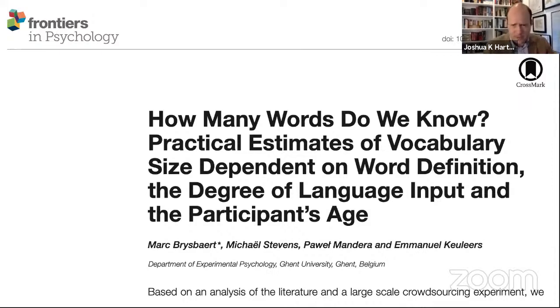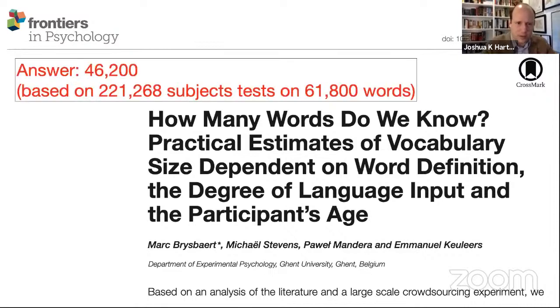By being able to test a very large number of subjects and spread a very large number of words across them, they were able to estimate that the typical English speaker knows around 46,000 words. And again, that was from sampling 62,000 words over 200,000 subjects.